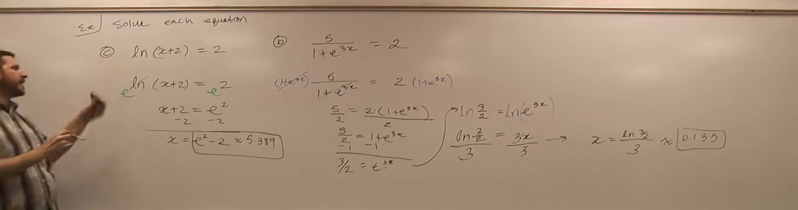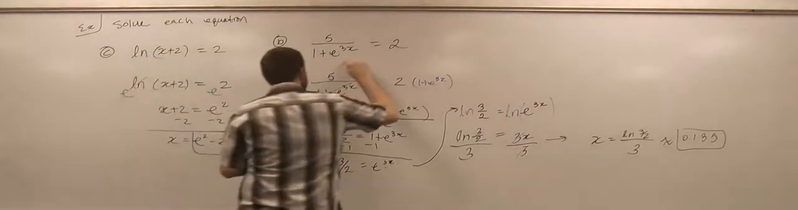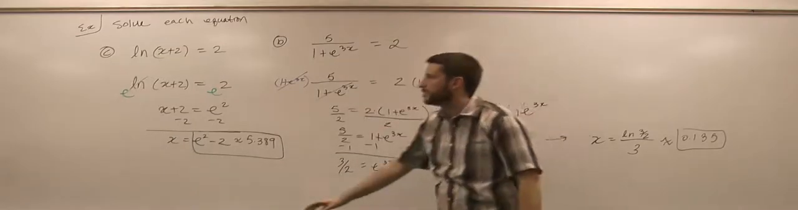So if you start with an ln, isolate the natural log and then exponentiate both sides with e. If you start with an e, isolate the e and then take the ln of both sides.